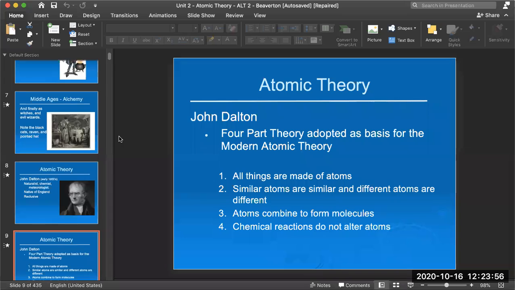All right, I'll share my screen again and we'll pick up on the second part of history of chemistry. So John Dalton, his four-part atomic theory, this is where we left off. All things are made of atoms. Similar atoms are similar and different atoms are different. Atoms combine to form molecules and chemical reactions do not alter atoms.